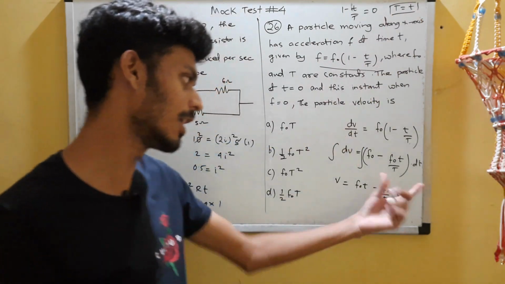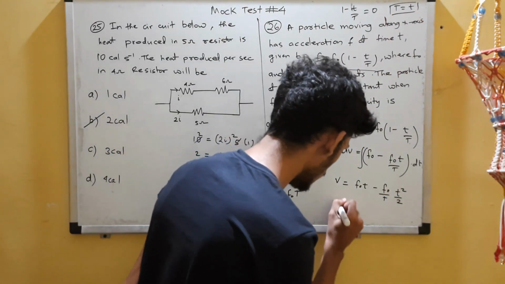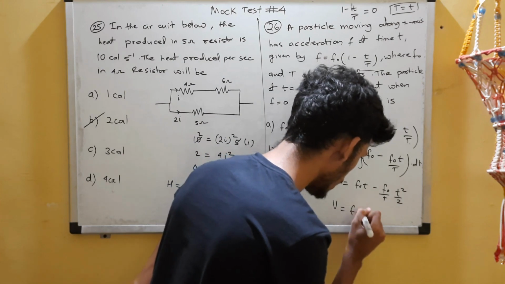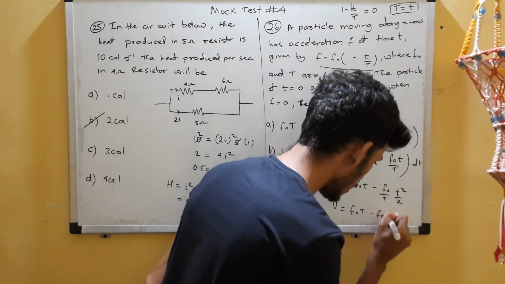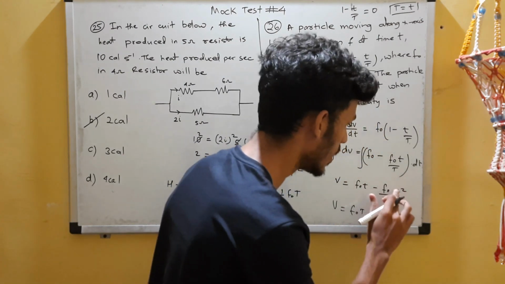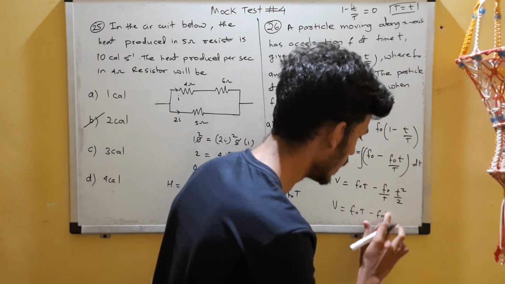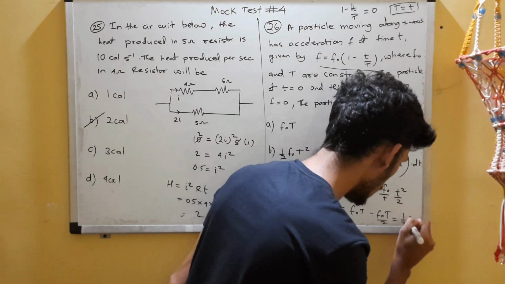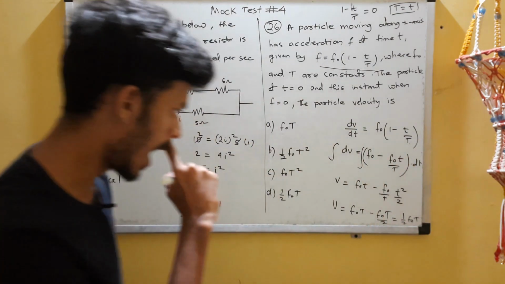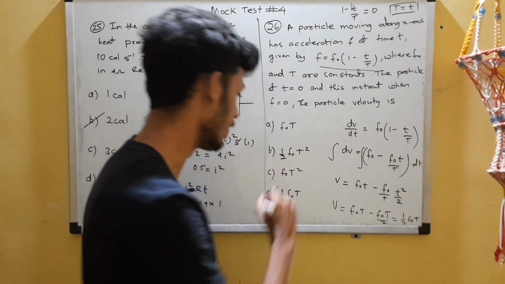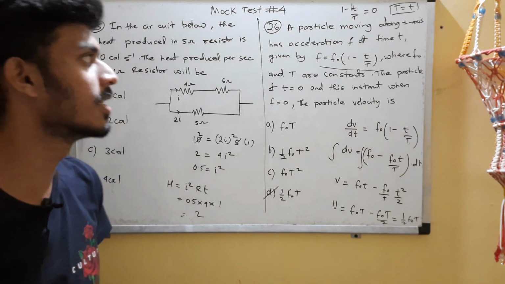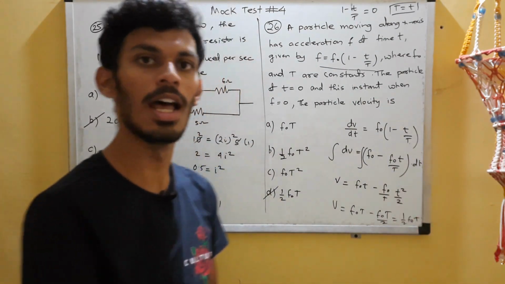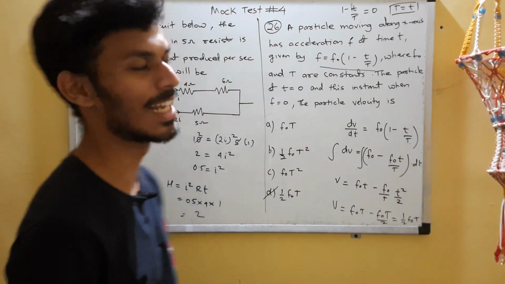When small t is equal to capital T, basically substitute that, f naught into T minus f naught into t square, so basically capital T square upon T. So basically we'll have f naught T by 2. So it is half f naught T, and that is option D. Yes, option D is the correct choice over here. I hope it was simple to understand. Over to the next question.